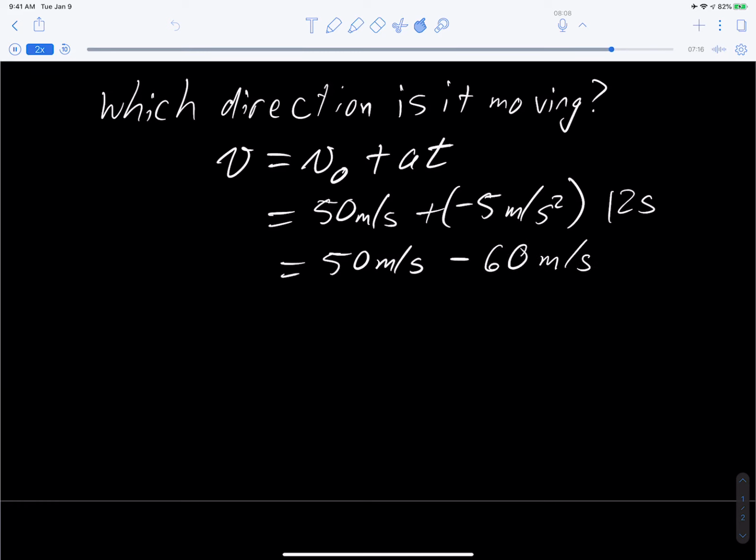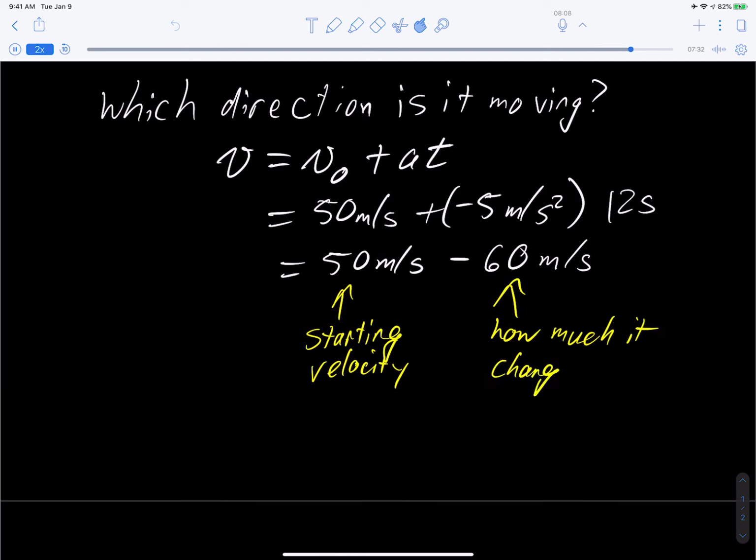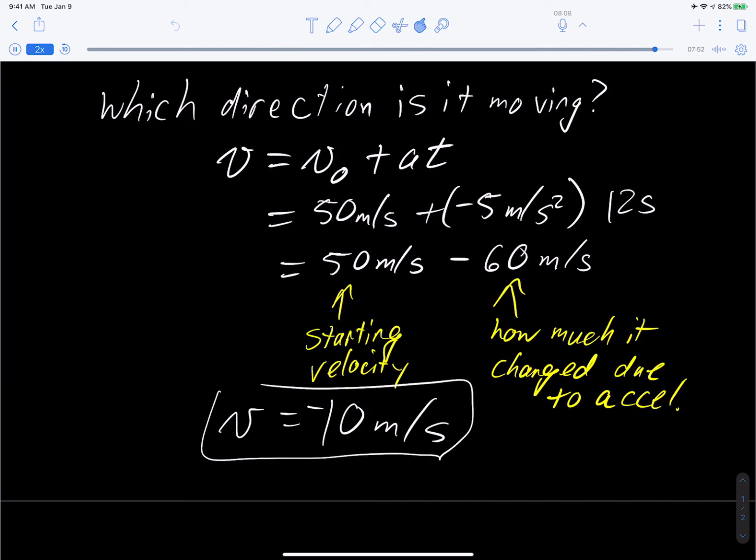Now what's the meaning of these terms? This is the starting velocity. And this is how much it changed due to that acceleration. When I take 50 and subtract 60, my final velocity is going to be a negative number, negative 10 meters per second, which means now it's moving left. So it started out moving right, but the reverse thrusters were on long enough that it has now turned around and it's moving to the left.